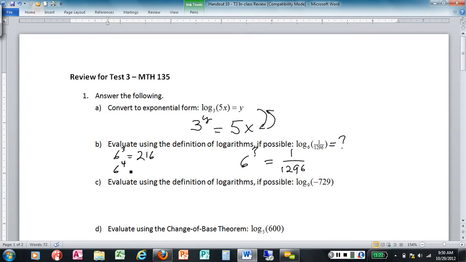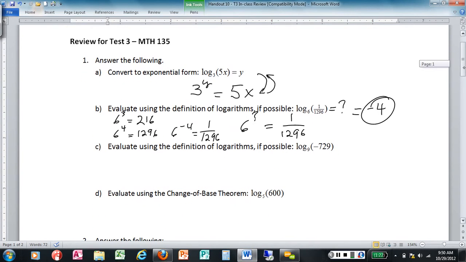1296. Okay, so we know it's tied in with 1296, the fourth power anyway, but it's 1 over 1296. So how would I get 1 over 1296? Make it a negative. So the power here, 6 to the minus 4, gives me 1 over 1296. If you've got the power and you need to flip it over, just make it a minus power. So that means this logarithm is negative 4. Log base 6 of 1 over 1296 is negative 4. Okay?